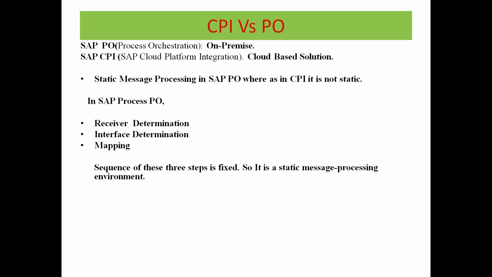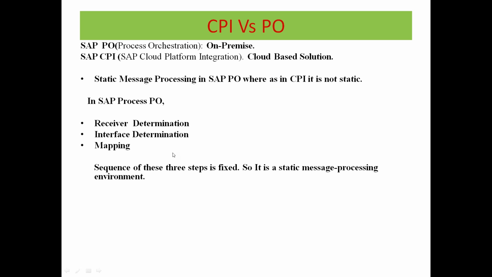Then in process orchestration, message processing is static. To process a message in PO, we need to follow a sequence of steps. First, for the message, you need to create the receiver determination, then the interface determination, then you do the mapping. You must follow this sequence. You cannot skip any of these steps.